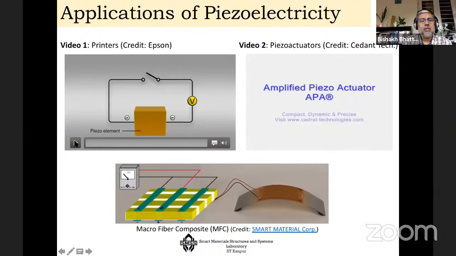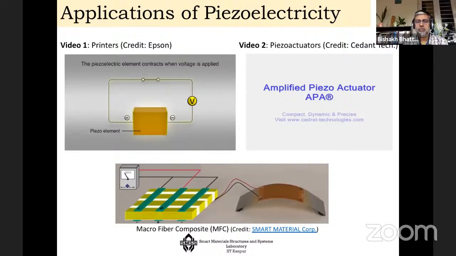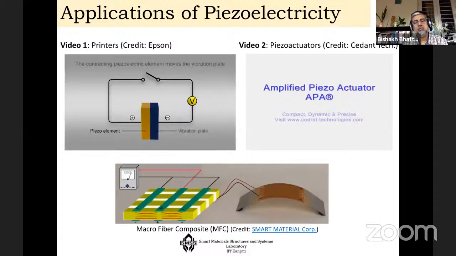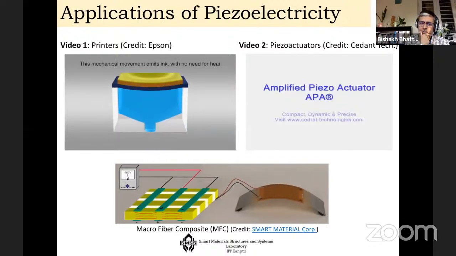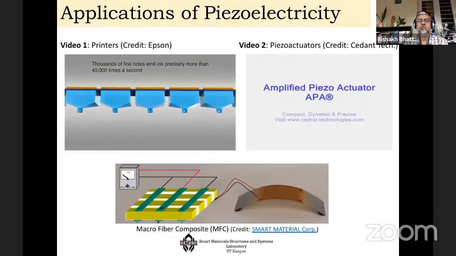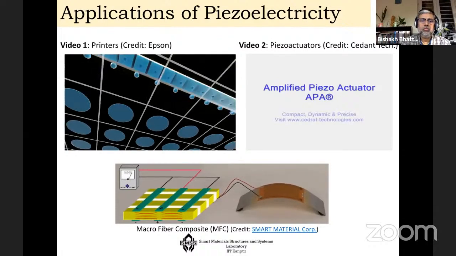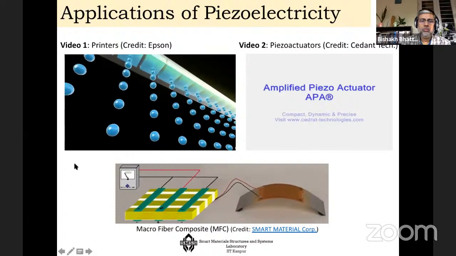So you can see some of the applications. For example, the desk jet printer. Voltage is applied to a piezoelectric element. It contracts. A piezoelectric element and a vibration plate form a set. The contracting piezoelectric element moves the vibration plate to generate an inkjet mechanically with no need for heating. Each inkhead contains thousands of these sets, with each one firing precisely the right amount of ink at precisely the right place, more than 40,000 times a second, achieving fine, high-quality printing.